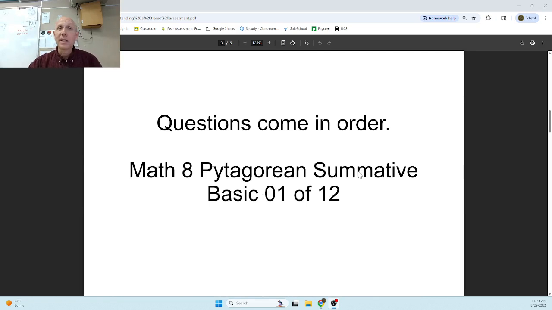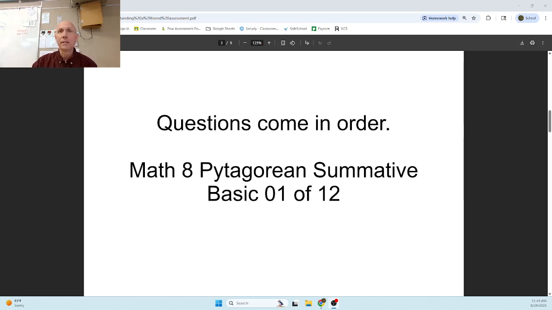The questions on a test come in order. So the first 5 questions that a student sees on a test will be basic, and then proficient, and then advanced. And the students actually know what level the question is because at the top of every question, there's something that says the level. So imagine a question on a Pythagorean theorem test.